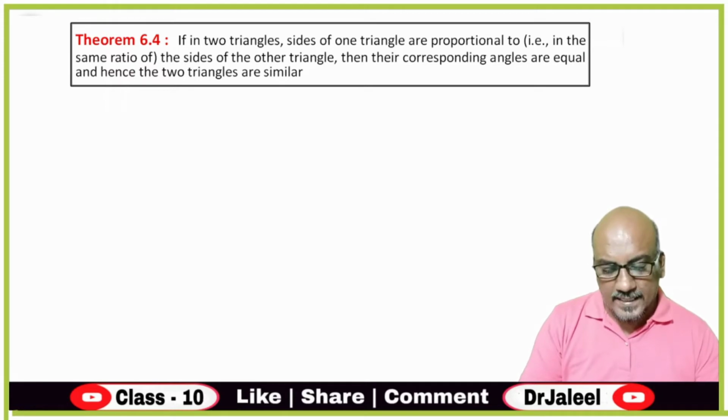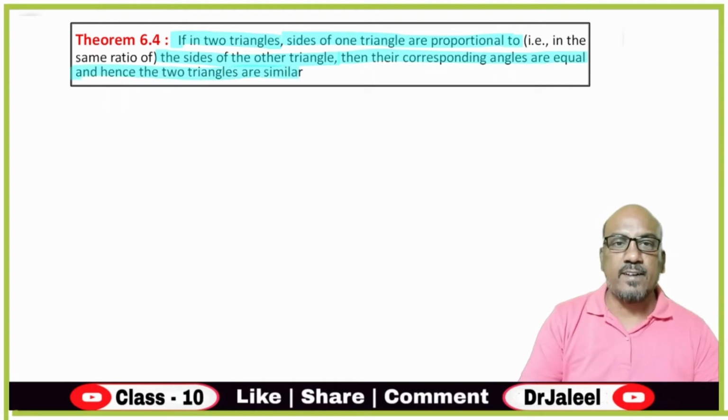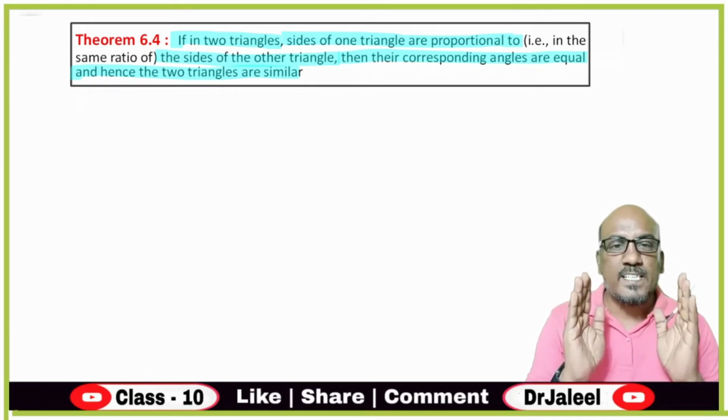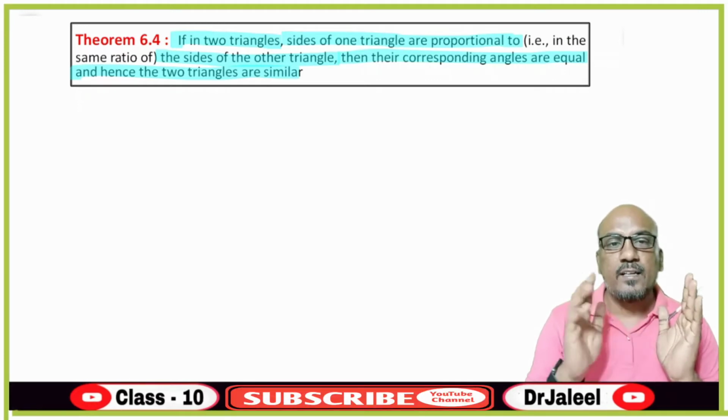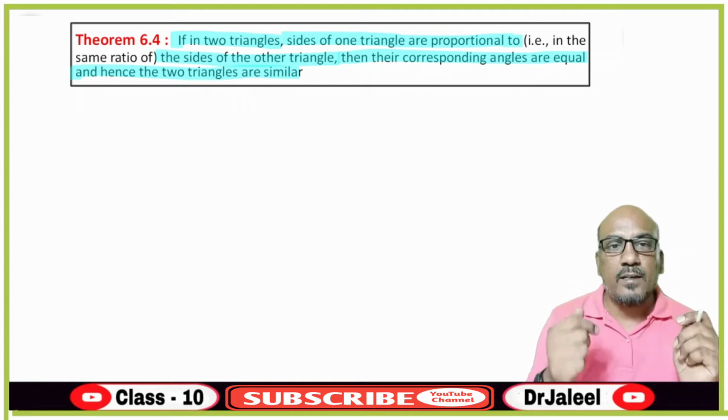Students, let us first get into this statement. If in two triangles, sides of one triangle are proportional to the sides of another triangle, then their corresponding angles are equal and hence the triangles are similar. It says that if three sides of one triangle are proportional to three corresponding sides of another triangle, then both the triangles are similar because their corresponding angles will be equal.